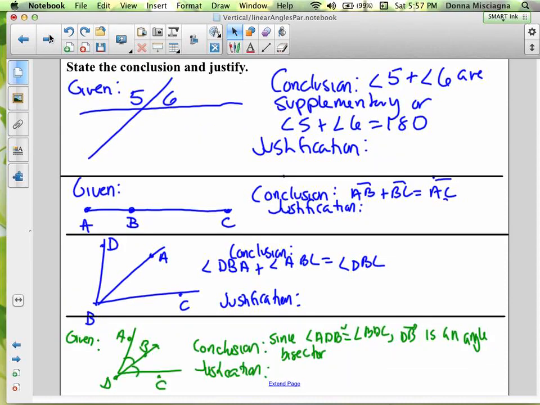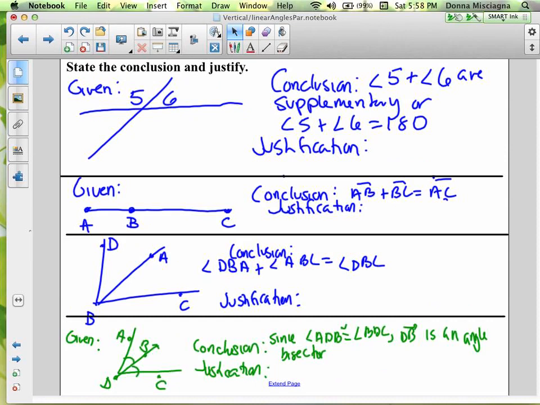Let's do a few more. All right, so let's state the conclusion and justify. So our conclusion: angle 5 plus angle 6 are supplementary. Or we could say angle 5 plus angle 6 equals 180 degrees. Either of those would be good conclusions. How can we justify those conclusions? Well, let's think. What kind of angles are they?